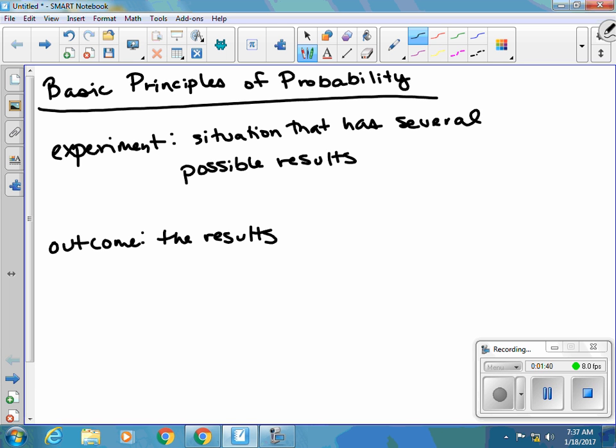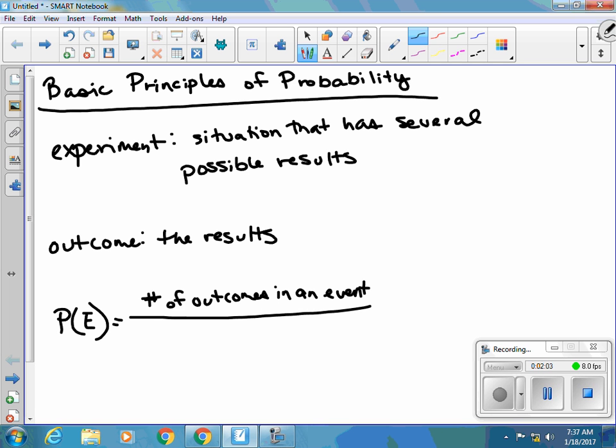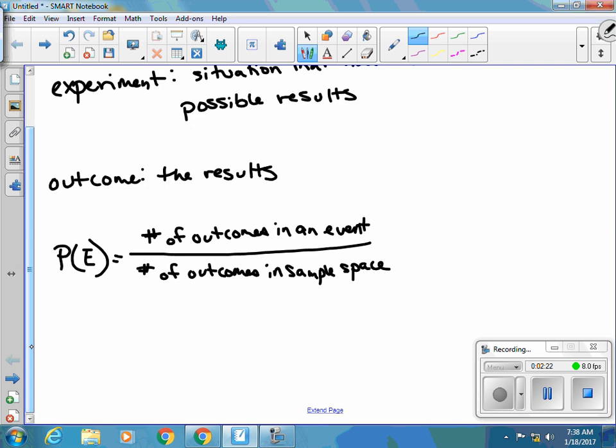So when we're looking at probability, it is the number of outcomes in an event over the number of outcomes in the sample space. Sorry, I didn't think about this, but I should have done sample space vocab first, but that's okay. So a sample space is a set of possible outcomes of an experiment.